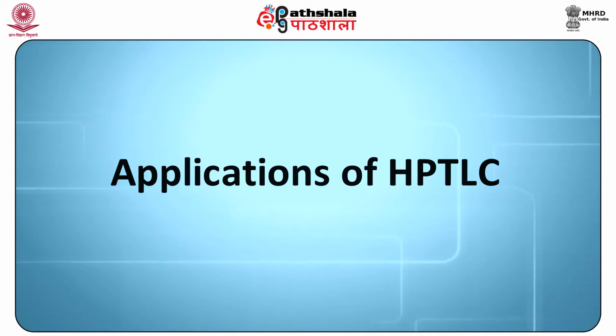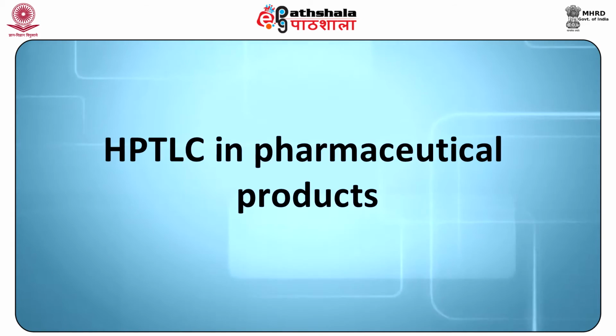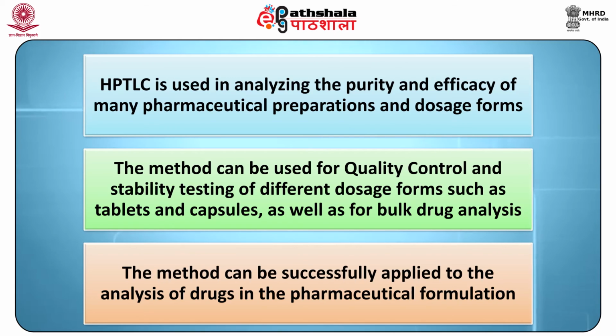Applications of HPTLC. HPTLC in pharmaceutical products. It is used in analyzing the purity and efficacy of many pharmaceutical preparations and dosage forms. The method can be used for quality control and stability testing of different dosage forms such as tablets and capsules, as well as for bulk drug analysis. The method can be successfully applied to the analysis of drugs in pharmaceutical formulations.